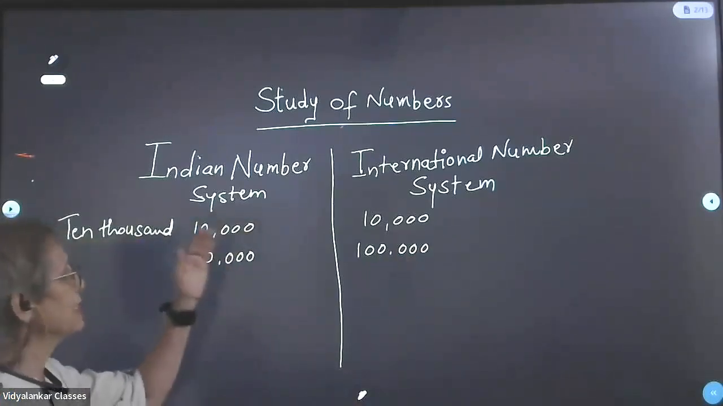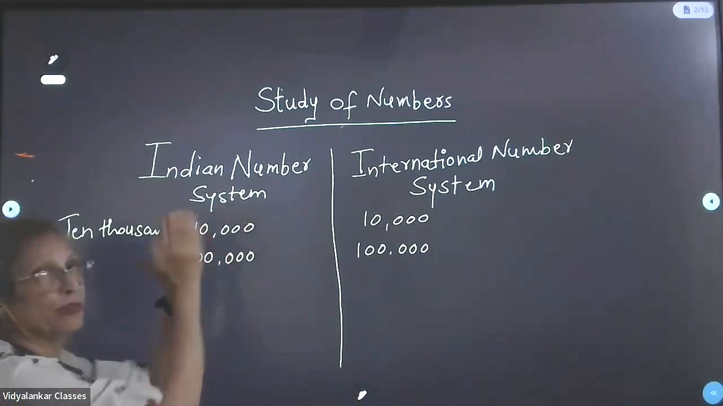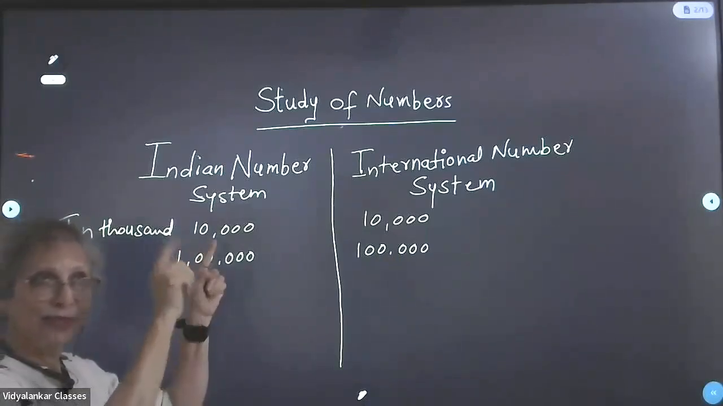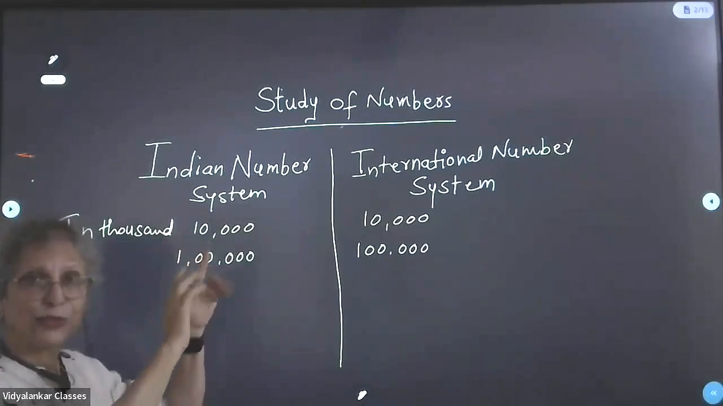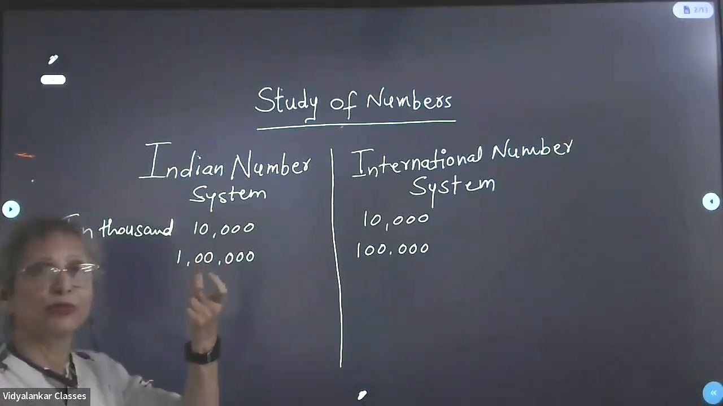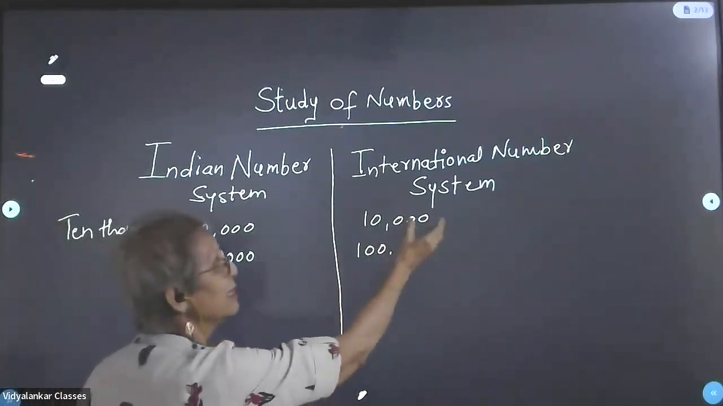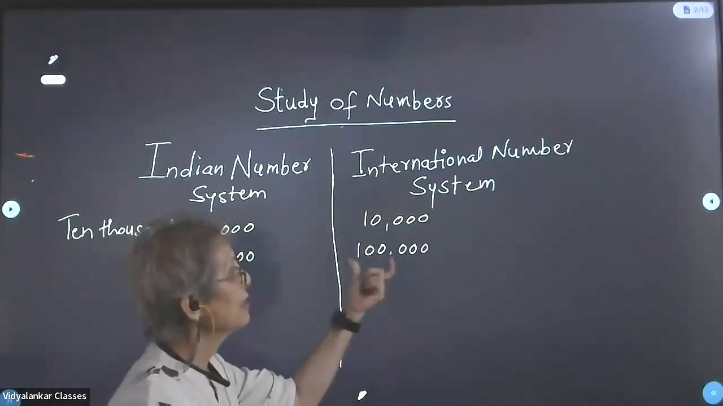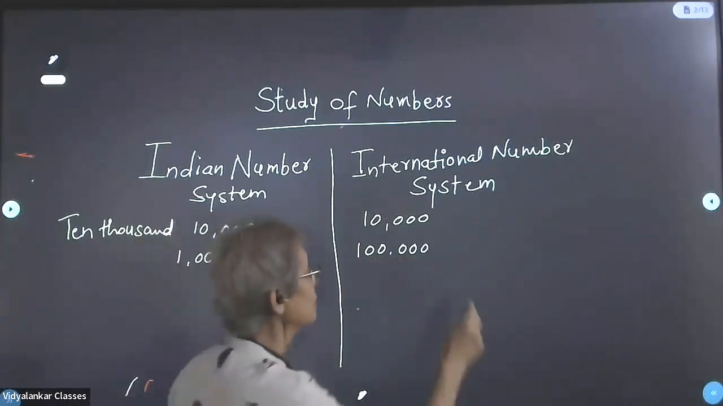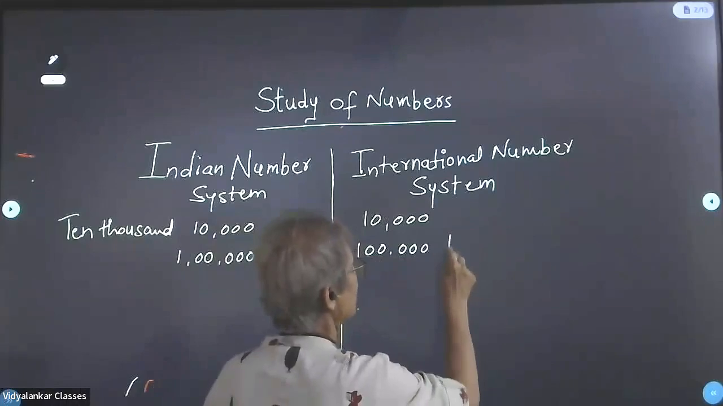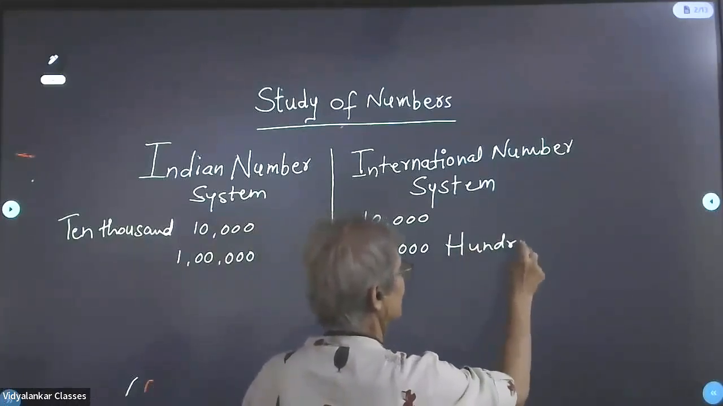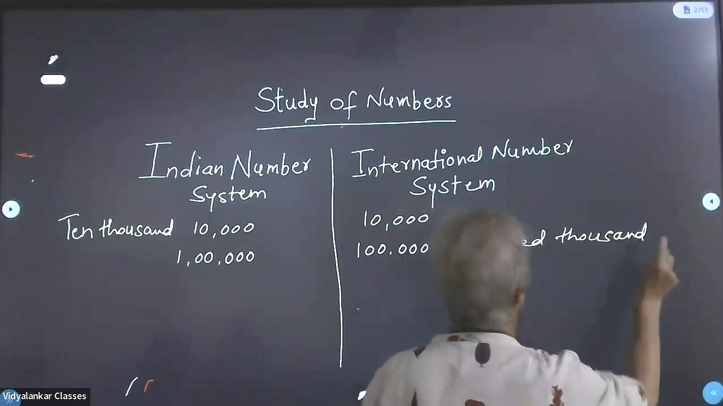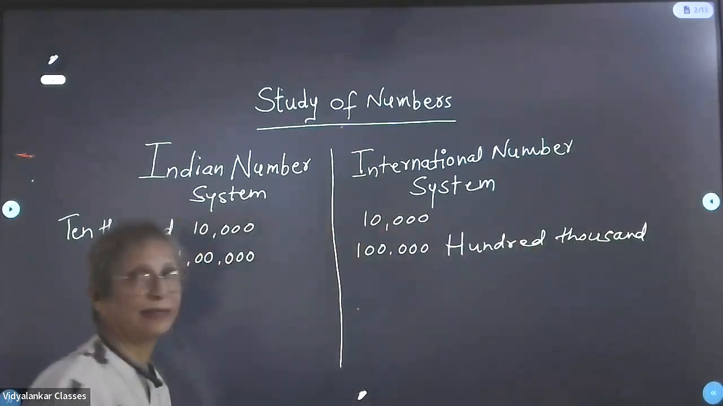So in our number system, how do we make groups? The first group is of 3 digits, ones, tens, hundreds. Then after that, 1,000, 10,000, lakhs, 10 lakhs, crores, 10 crores, like that, we make groups of 2 each. While here, it is everywhere groups of 3 digits. See, like this. Here it is 100,000. We call it 100,000 in the international number system. This number is read as 100,000.